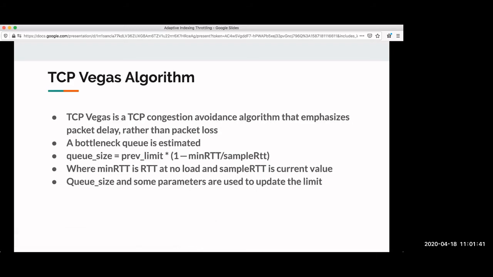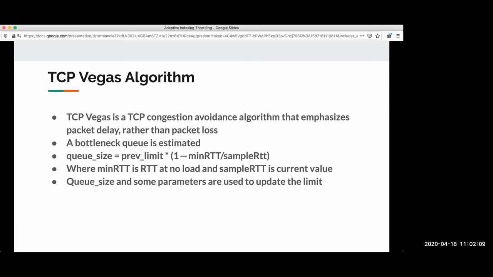Then we have a third algorithm, which is the TCP Vegas algorithm, which we can say is derived or ported from the TCP congestion avoidance algorithm. The emphasis is that we can delay a packet, or delay a message, or delay an update, but we should not lose it or have it time out. That was the idea in the TCP congestion avoidance algorithm.